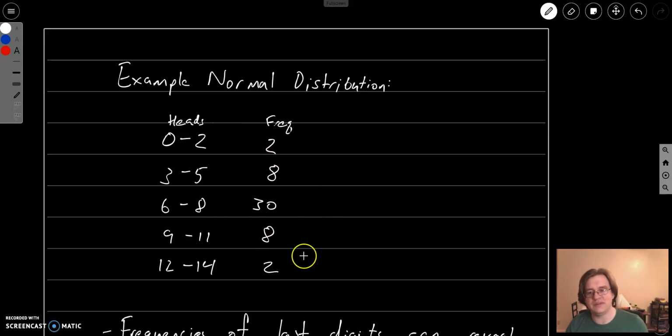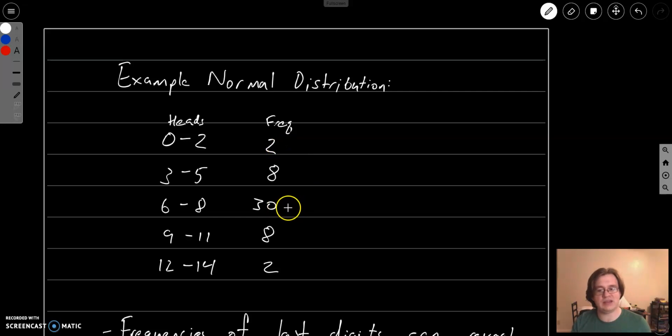So we'll repeat this experiment 50 times. So 30 of our 50 times, we flipped somewhere between 6 and 8 heads. 8 of those times, we flipped between 3 and 5 heads. So what you'll notice is that it's low to the outside, only 2 in each of the most extreme categories, but a lot right here in the middle.